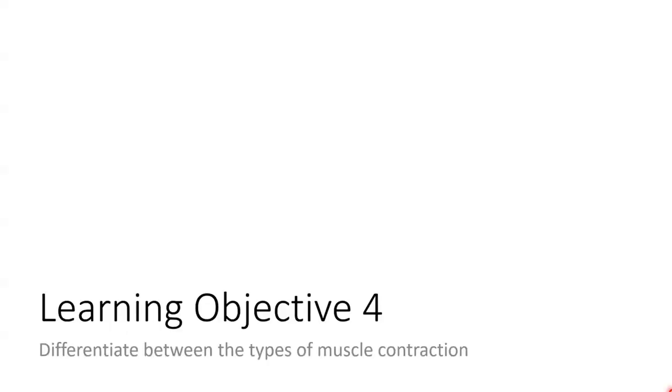Learning objective number 4 is looking at the various types of muscle contraction and the different terms that we use for these various muscle contractions. We will also look at the different muscles in these types of movements. So the focus of the next few slides is a bit of terminology.